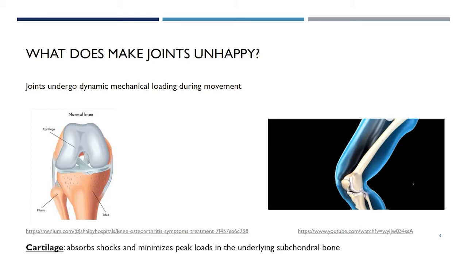The role of cartilage is to allow a smooth movement of the contact surfaces and to distribute the loading over the contact surface. As such, it is crucial in absorbing shocks, as for instance at heel strike during gait, and in minimizing peak loads to the underlying subchondral bone.